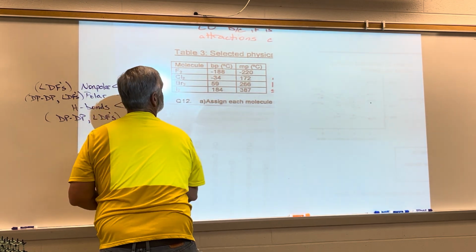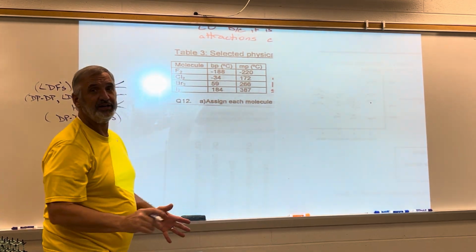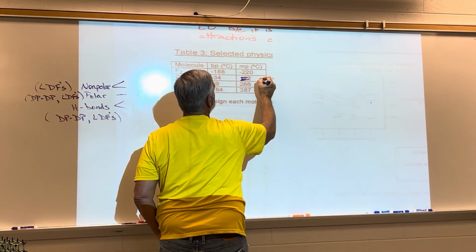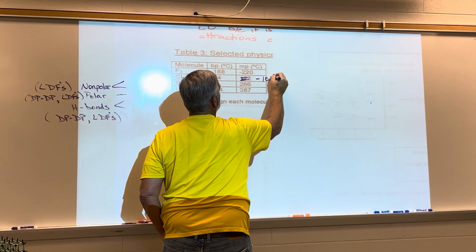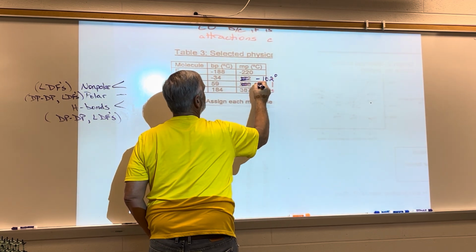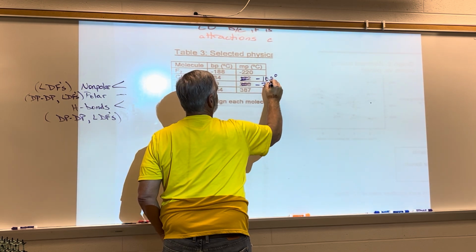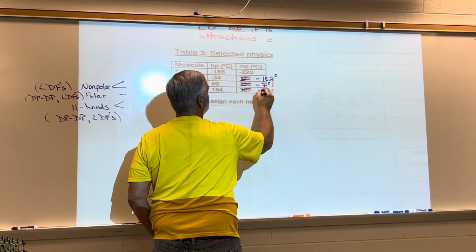Okay, so is this the one? Yes. Okay, so this one is negative 102. Yes, this one is negative 7. Just 7. And this one is 114.